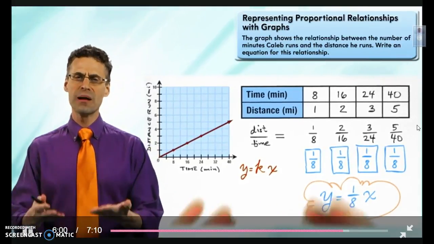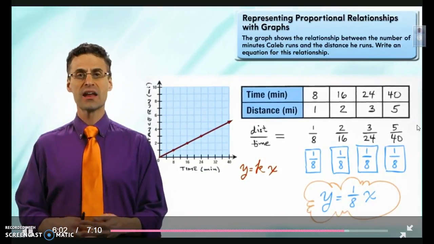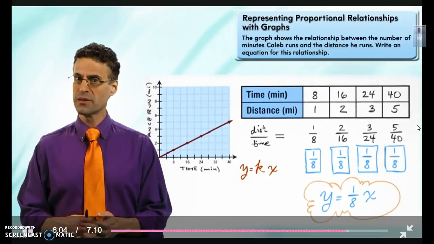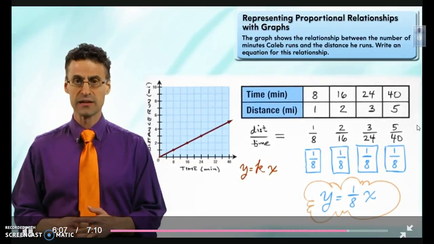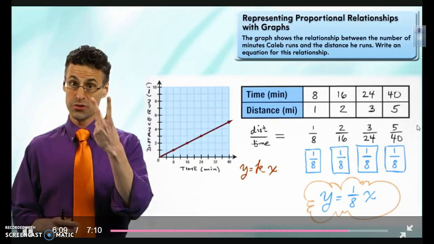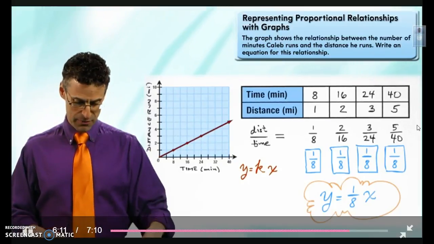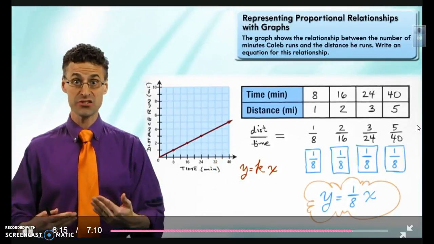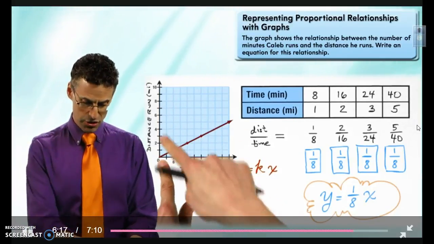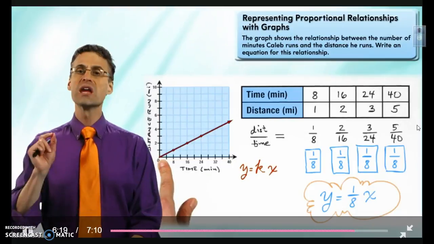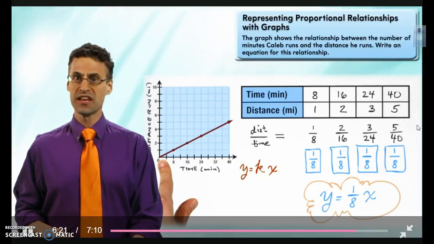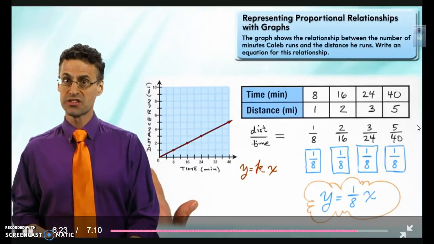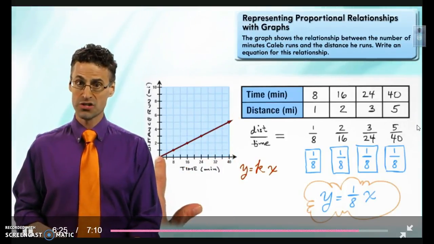And so, remember that we've already seen that we can just look at a graph and determine if it is representing a proportional relationship, because there's two things involved. When we connect the points, we have to have a straight line, and the straight line has to pass through the origin. So just looking at this graph, we know that it's representing a proportional relationship because it's a straight line that passes through the origin.